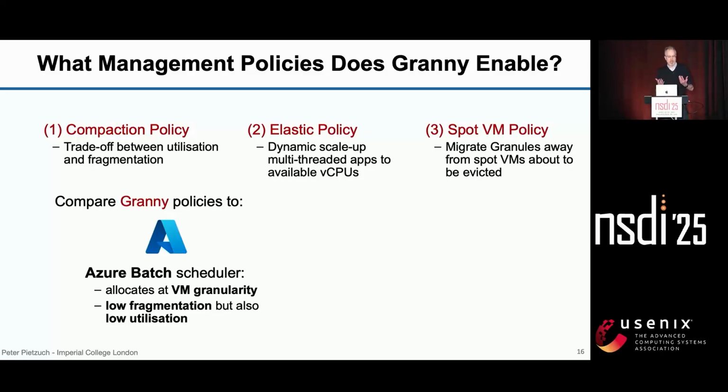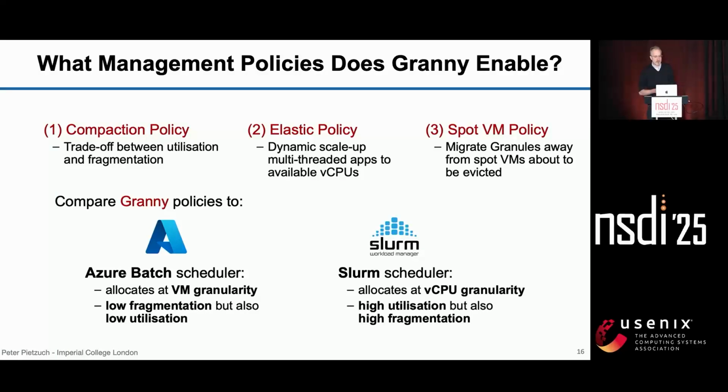So one is an Azure Batch scheduler, and that scheduler allocates at a VM granularity. What that means is it would give low fragmentation, but it would also suffer from lower utilization. The other baseline that we compare against is the Slurm scheduler, and that one would allocate at a vCPU granularity. So that achieves high utilization because it greedily tries to use all of the vCPUs available, but it also introduces more fragmentation. In the interest of time, I will only talk about the compaction policy.